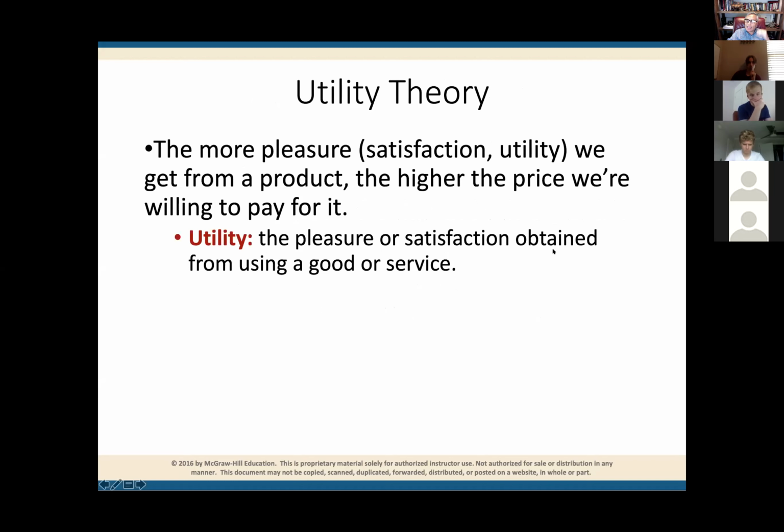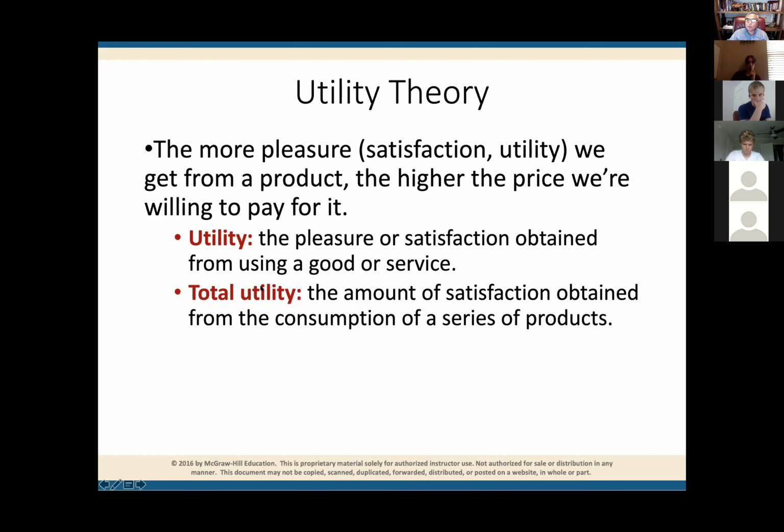So then I get pleasure out of consuming products. In economics, we call that utility. So utility is the pleasure or the satisfaction that you obtain from consuming a good or a service. Now, by the way, guys, utility is subjective to the individual. We cannot measure it, but we know it's there.